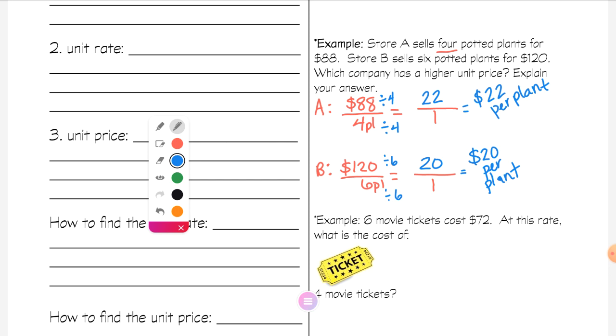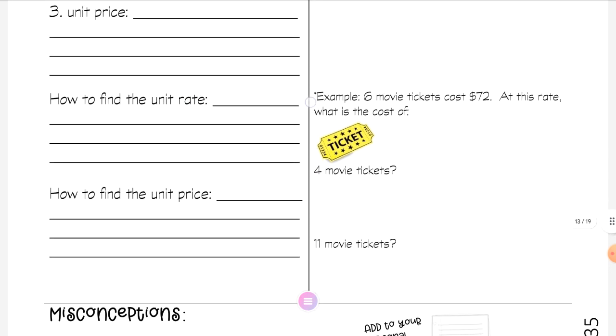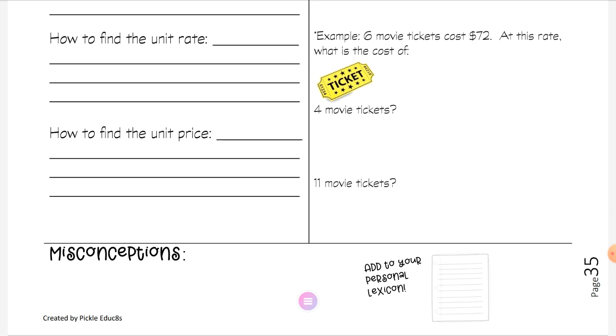Okay, let's do the last one. Example 6. I call this break it down to build it up. Anytime it asks you for an odd number, well here, let's just start. Example 6, 6 movie tickets cost $72. At this rate, what is the cost of 4 and 11 tickets? If we were to set this up before, we would have $72 over 6 tickets.